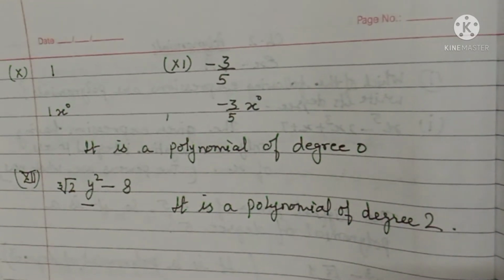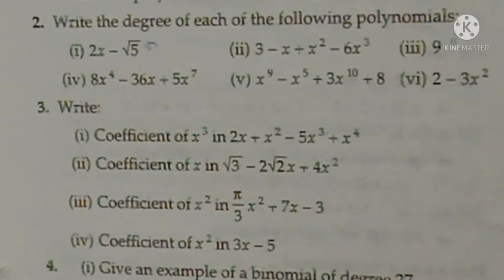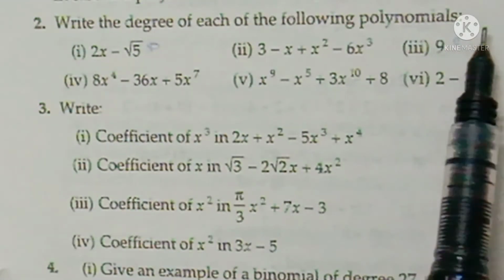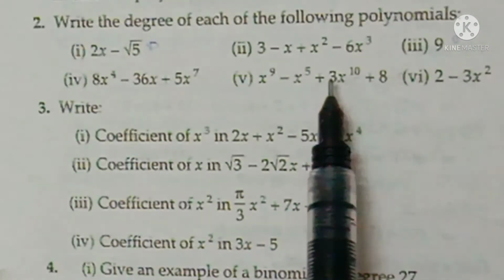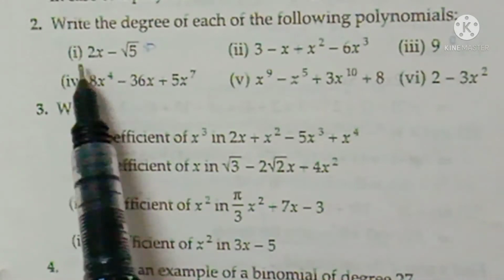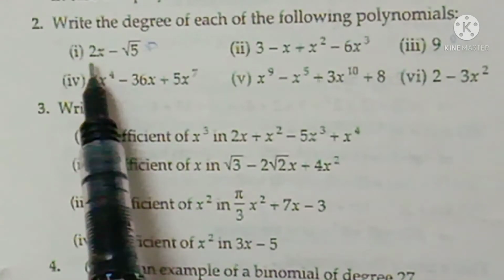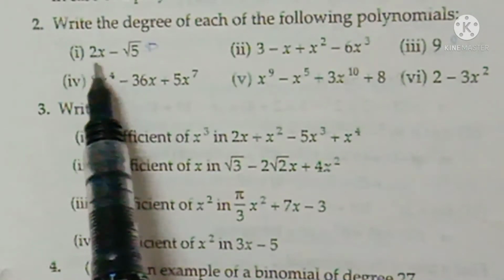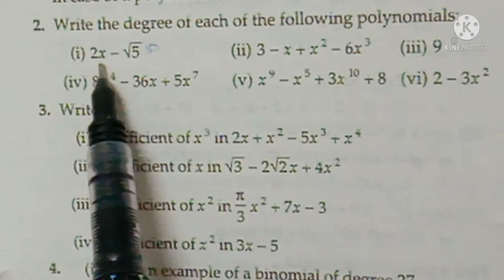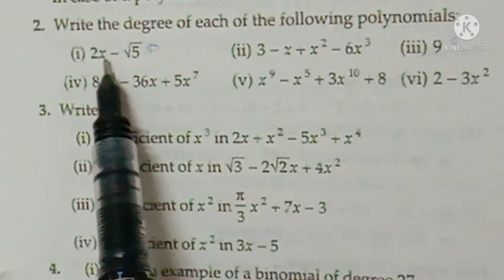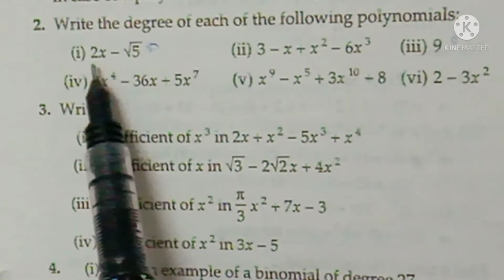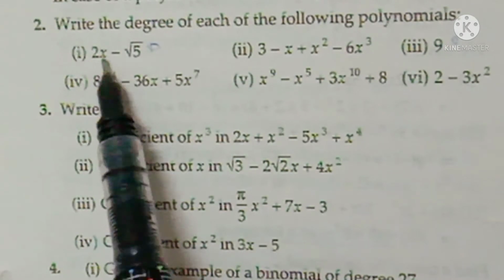Now come to question number second. Write the degree of each of the polynomials. It is very easy because we have done question number first. So we are not doing it in the notebook; I am only explaining what the degree is. Here see the variable, only the variable x, and only one term has the variable, and the power of x is 1. So the highest power of the variable is 1. So it is a polynomial of degree 1.